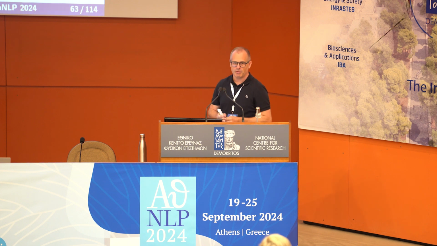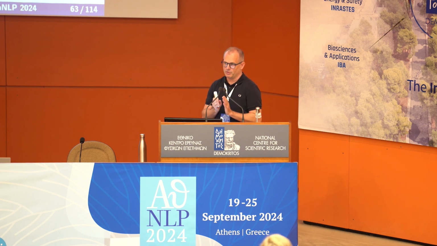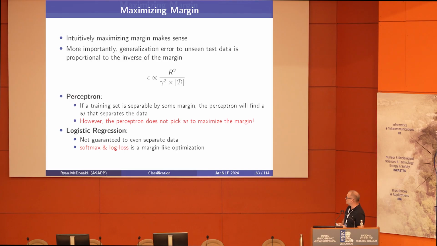I'm not going to go over that, but this is to back up the fact that maximizing margin just seems like a good idea to do. It's actually, in principle, from learning theory, a good thing to do. And just to back up a little bit, Perceptron finds us a hyperplane, but says nothing about margin. Logistic regression doesn't even guarantee that it separates the data. But as I'm going to show you, it turns out it is doing a margin-like optimization under the hood.